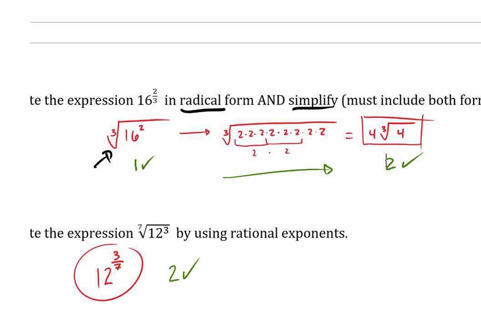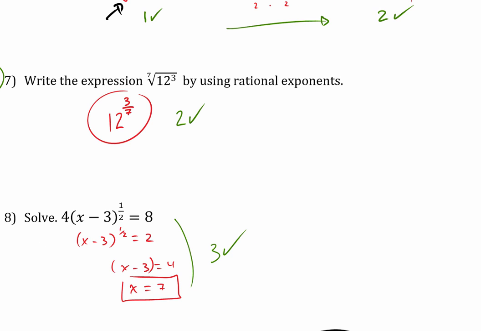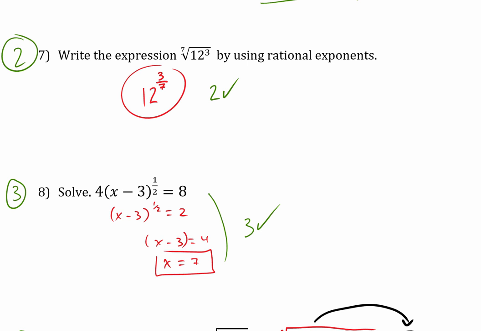Let's see, number 7. I just want you to write 12 to the 3, 7. I tried to simplify that out, but you can't. There's nothing there that you can do with it. Or is there? No, I counted. There were no factors of, there was nothing that had 7 factors inside of there.